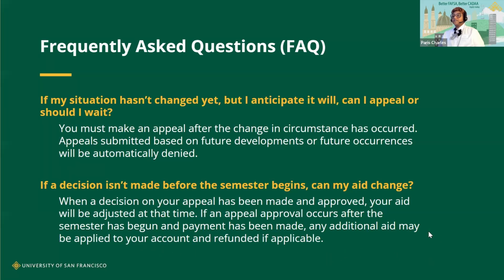So if your balance is already paid off at that time, but you received an approval on a special circumstance appeal that warranted additional need-based aid, the aid would then disperse at that time and be refunded to you in that scenario.